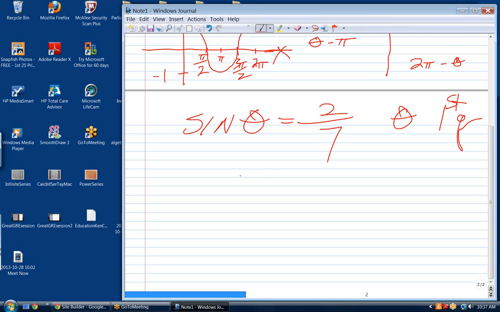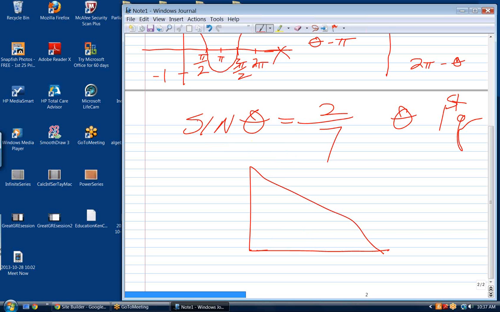Okay, so you draw your triangle, theta. I only draw a triangle. I do not draw the unit circle here. Even if this is not in the first quadrant, I don't draw the unit circle. In other words, I'll show you why. This is a real easy problem if you do it this way.